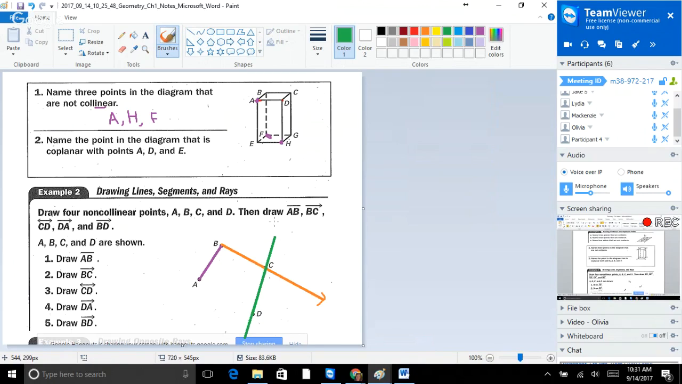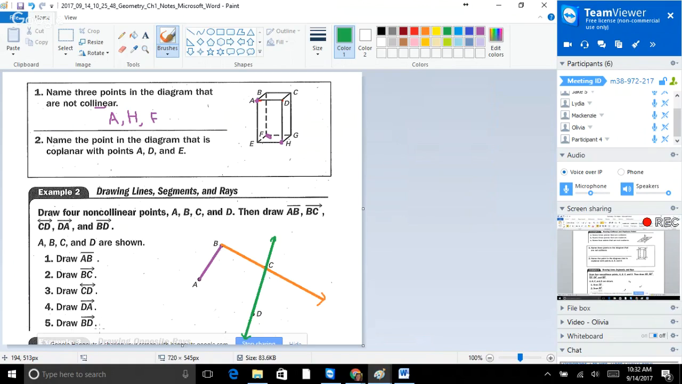So this particular one is a line, which means it goes on forever and ever. And I know this seems like easy stuff, but once you get into geometry, they're going to throw around line segment, ray, blah, blah, blah, and they just expect you to know what that means. So that's why we're taking a bit of time to do that.